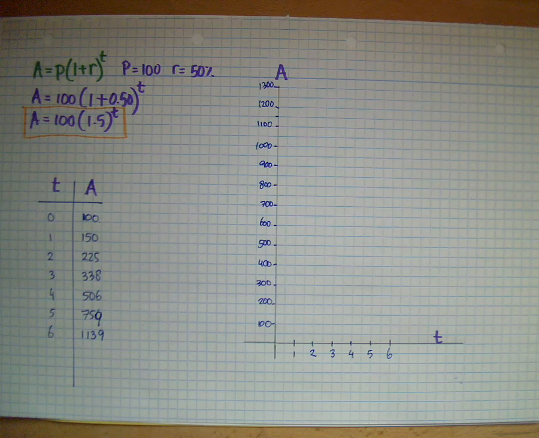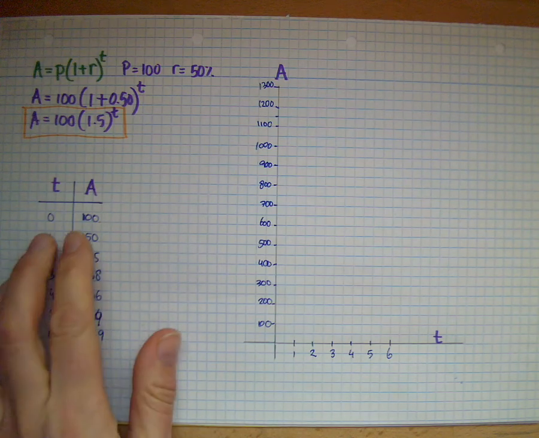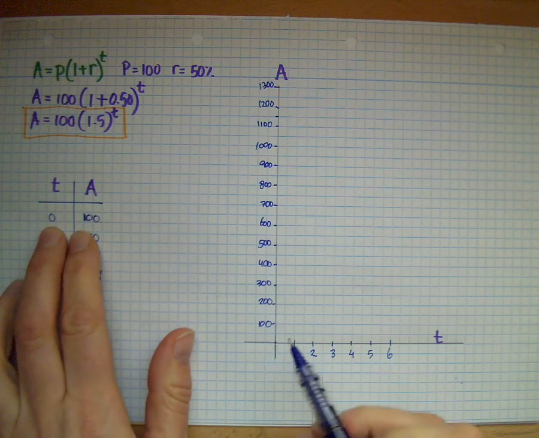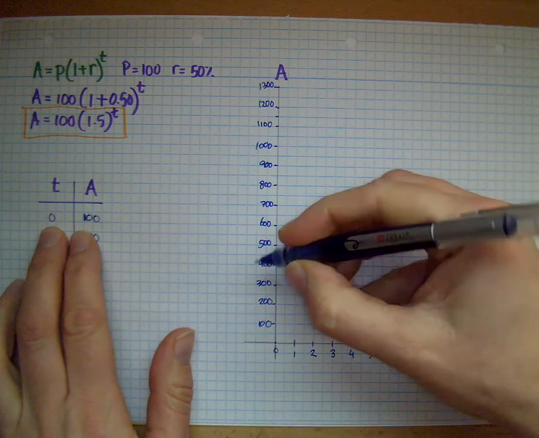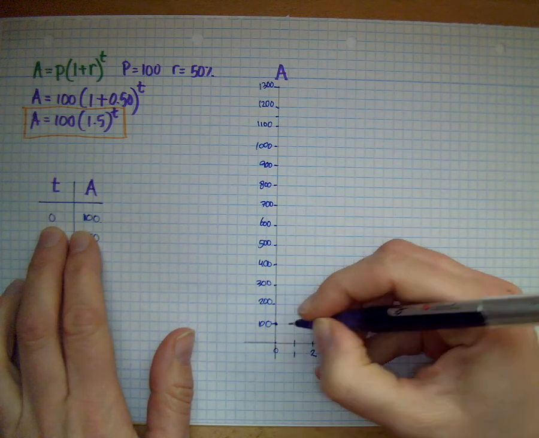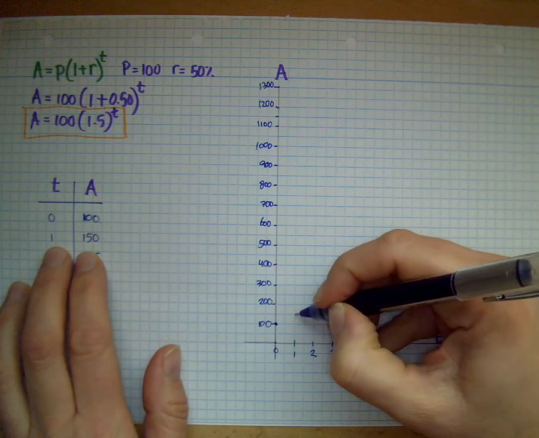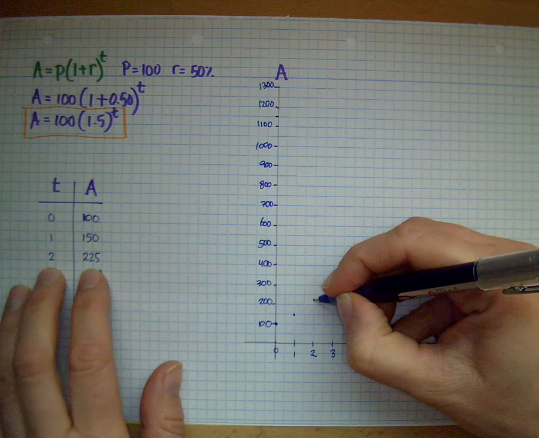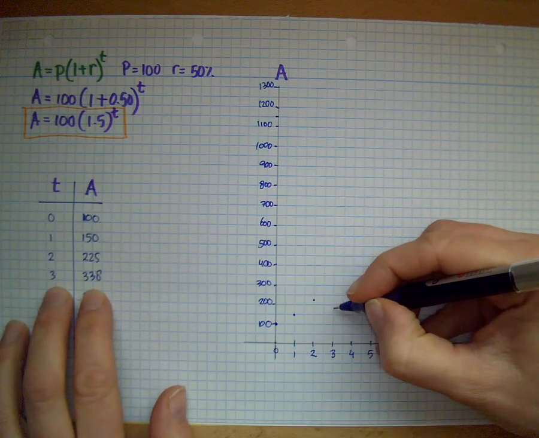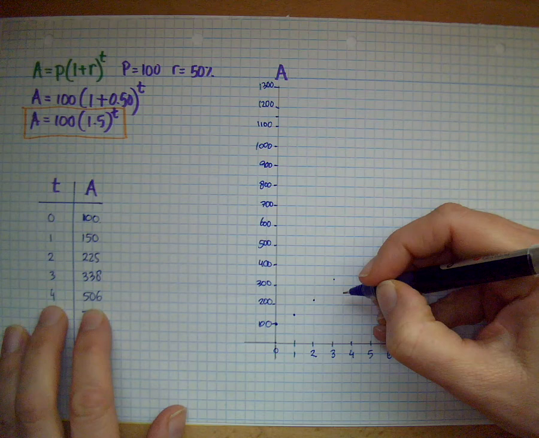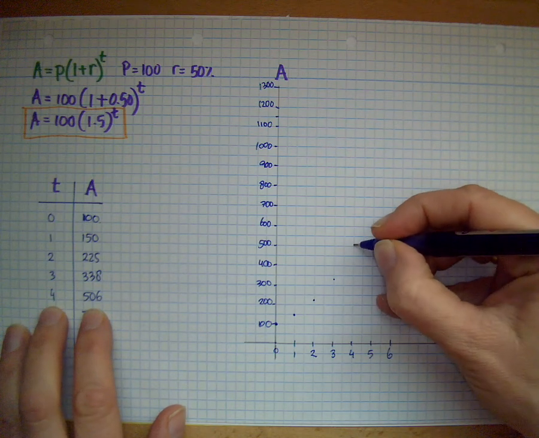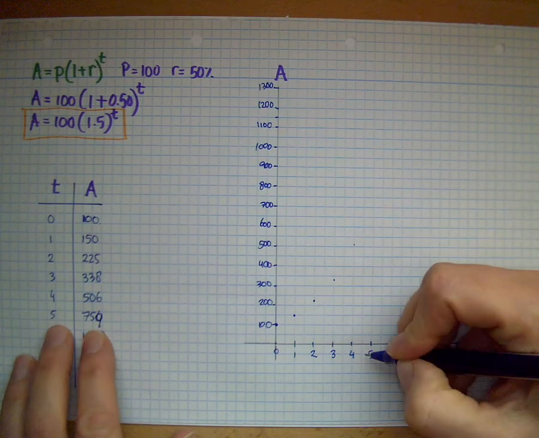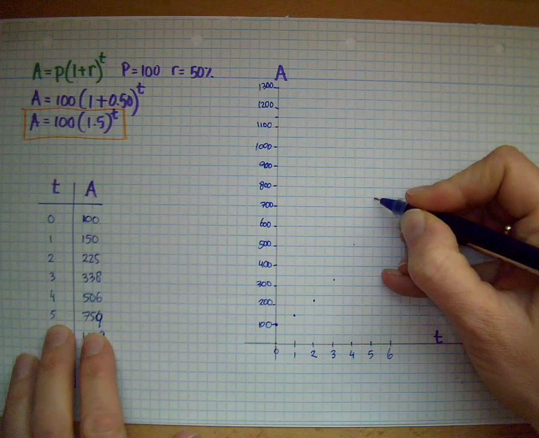And then what we can do is plot the coordinates that we found. So when time equals 0, our total amount equals 100. After 1 year, we had 150. After 2 years, 225. After 3 years, 337 there. After 4 years, a bit more than 500. 5 years, 750 plus a bit.